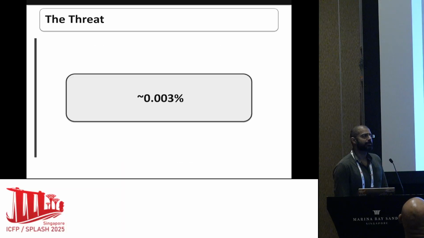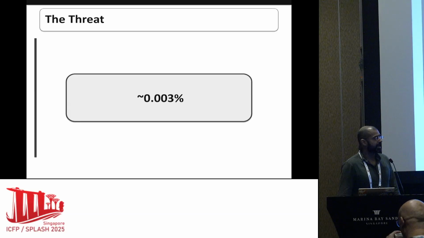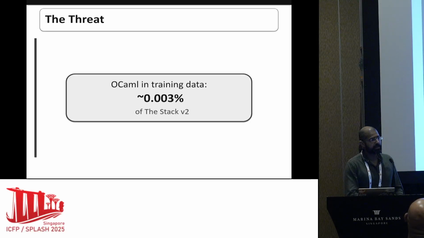So, to begin with, 0.003%. What is that? That is the amount of OCaml code there is in version 2 of the Stack, which is a code corpus that is used for pre-training for a lot of large language models. And that's really not very much at all. For reference, Python's about 10%.